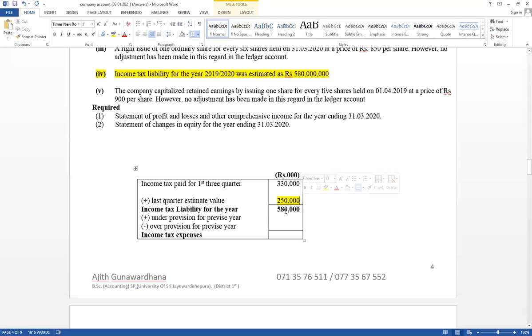Think about it: the income tax liability for the year is given in additional fourth one. And the income tax paid amount for the first 3 quarters is available on the trial balance debit side. Then the difference value, that is the last quarter estimate value, has not been paid in cash. That value should be included under current liability. Now try to recognize under provision or over provision.